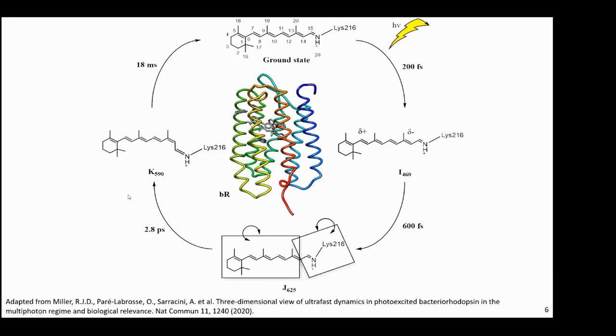These changes in the retinal environment as a direct cause of this isomerization process then set off a cascade of conformational changes within the protein to facilitate the transport of a proton from the retinal Schiff base to the extracellular side of the membrane. The retinal then undergoes reprotonation and thermally re-isomerizes back to the bacteriorhodopsin ground state.